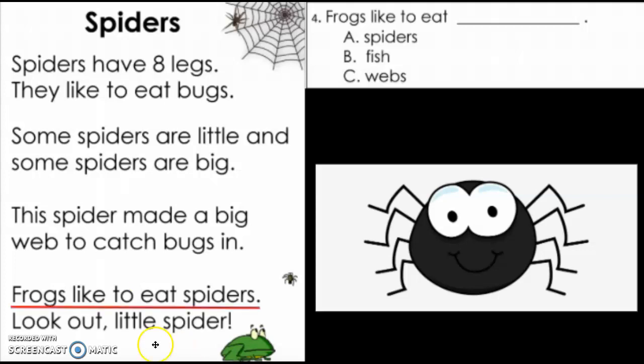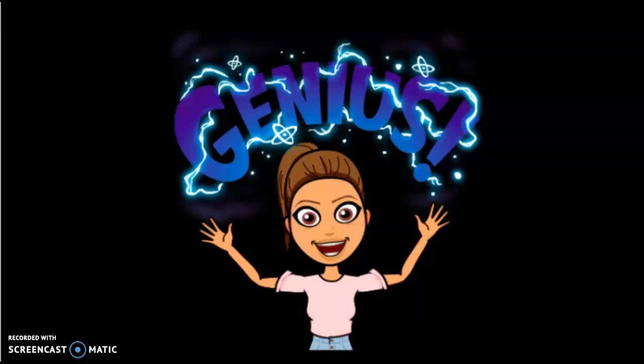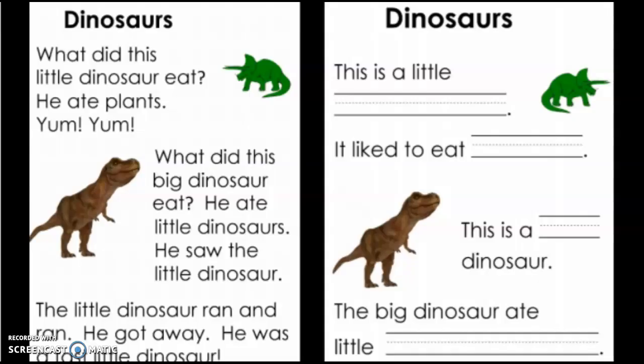Okay, did you underline "frogs like to eat spiders"? Yeah, you're gonna go ahead and come up here and circle spiders. Woo, you're a genius. All right, we're going to do one more. This time, the nonfiction passage that we are going to be reading is about dinosaurs. We're going to be writing out our answers this time instead of circling A, B, C, or D.